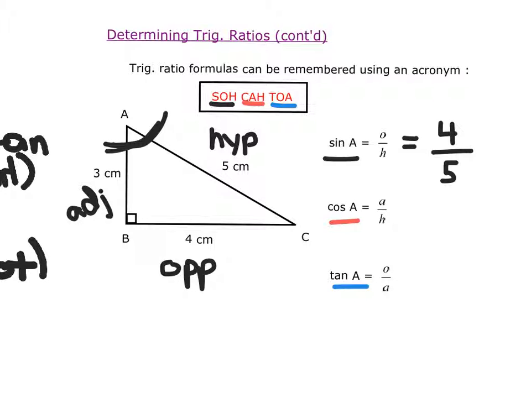Okay, let's go to adjacent. Adjacent is 3. Hypotenuse is 5. Let's look at TOA. So opposite is 4. Adjacent is 3. Okay, cool. So step 1 is really, can you label your triangle and then identify the values associated with it.